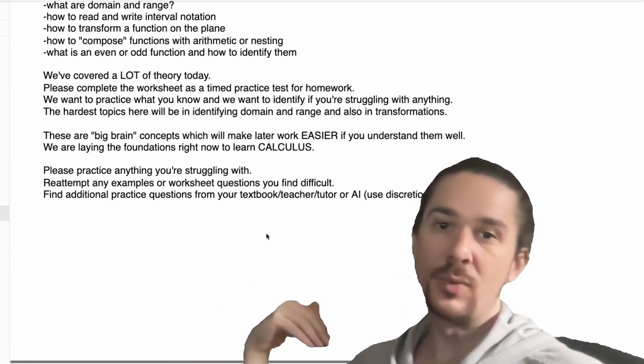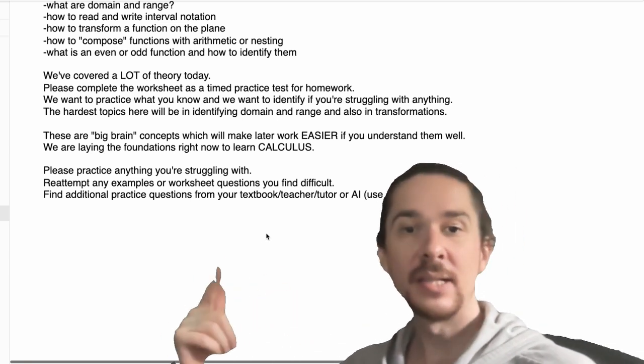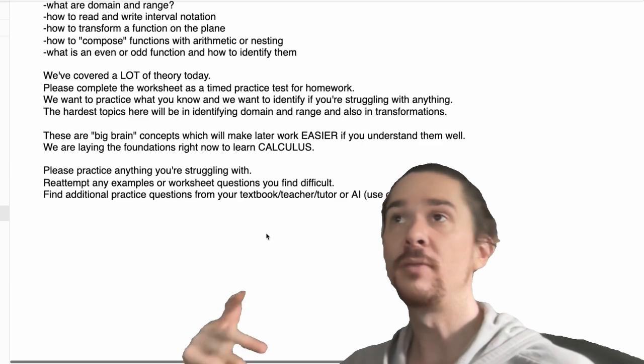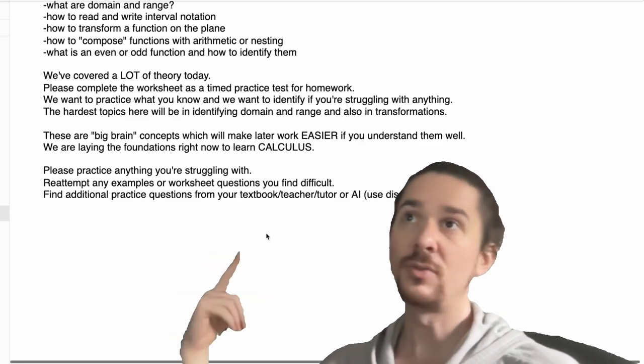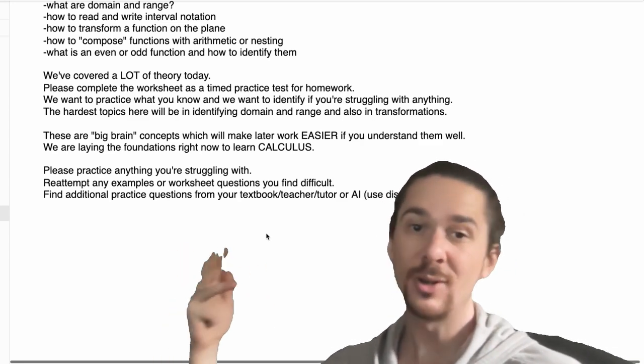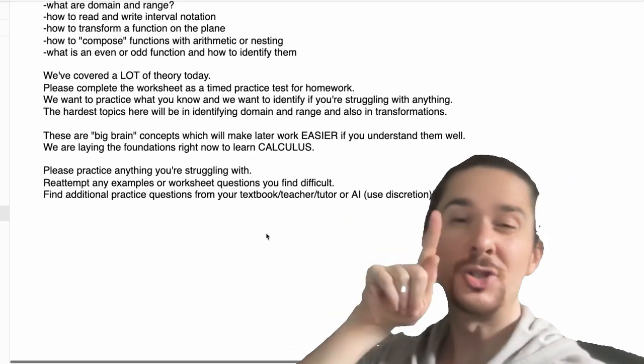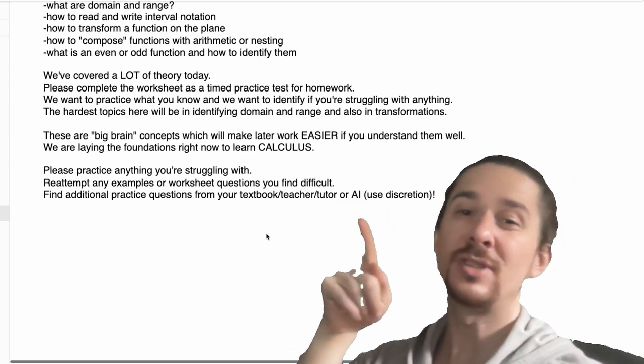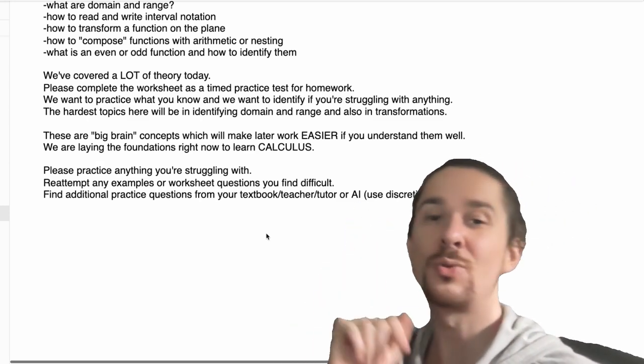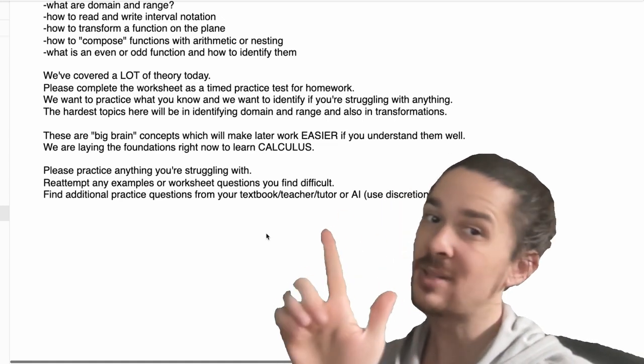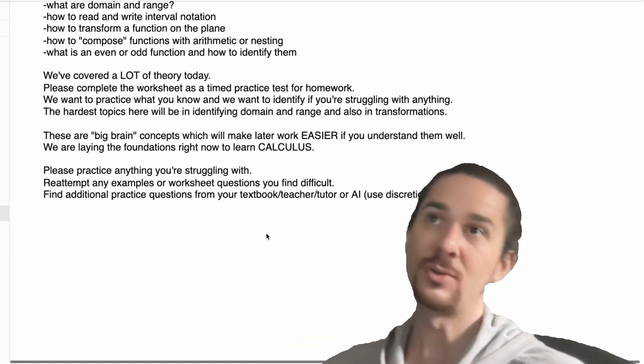Anything you're struggling with, practice. Reattempt any examples or worksheet questions that you found difficult. Find additional practice questions from your textbook, from your teacher, from your tutor, or even from AI. Just use discretion if you're using AI. Do not trust that its questions will make sense. Do not trust that it can give you the correct answer to those questions.